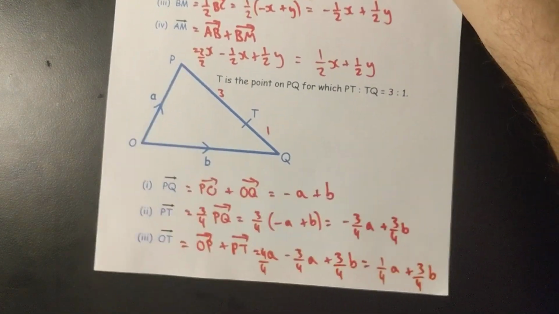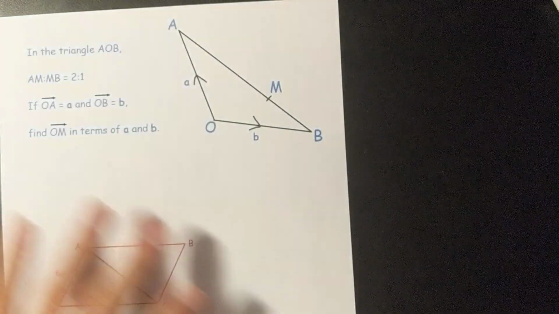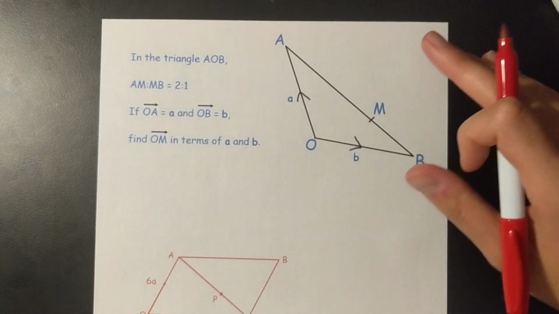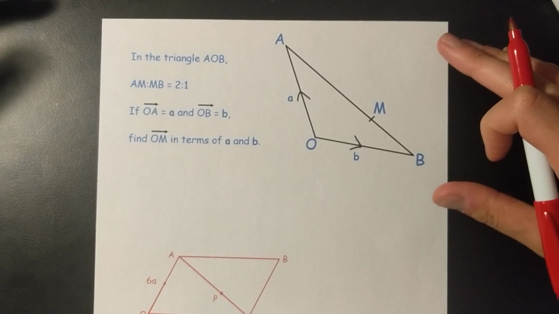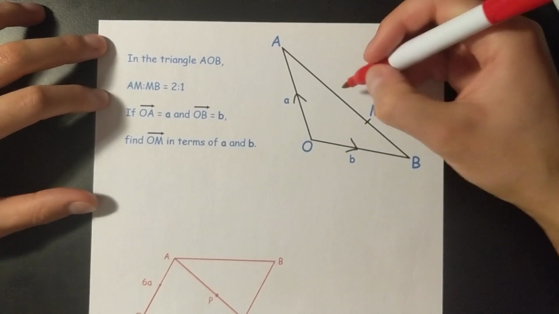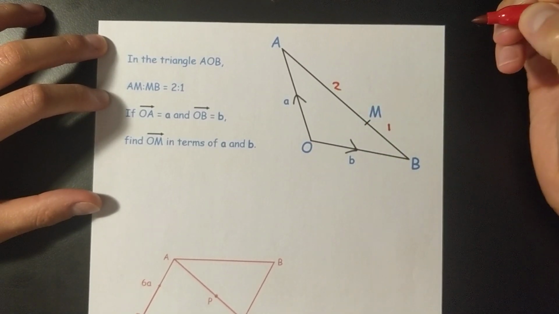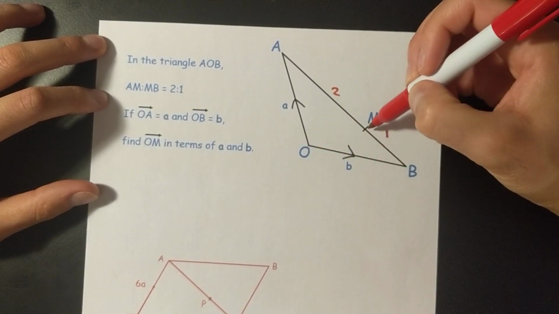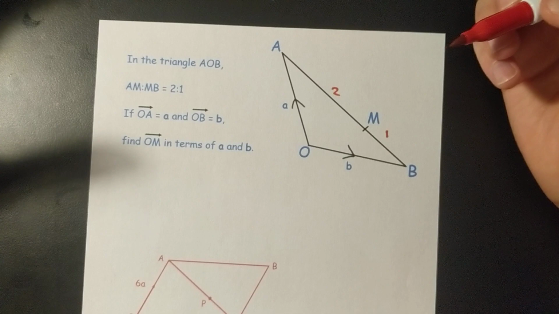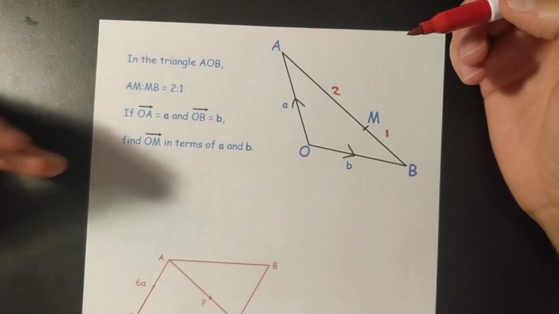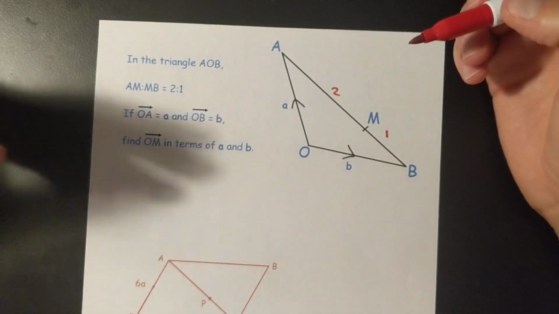Now, we've pretty much been doing GCSE questions. Now we're going to have a look at actually what the GCSE questions look like. The only difference here is I'm going to stop breaking things down into steps for you. So here in the triangle AOB, we've got A to M to B in the ratio of 2 to 1. If O to A is a and O to B is b, find O to M in terms of a and b. So we've kind of done this already, but we've done it broken down in steps. Here it's not breaking down the steps for you. You need to know how to do this on your own.